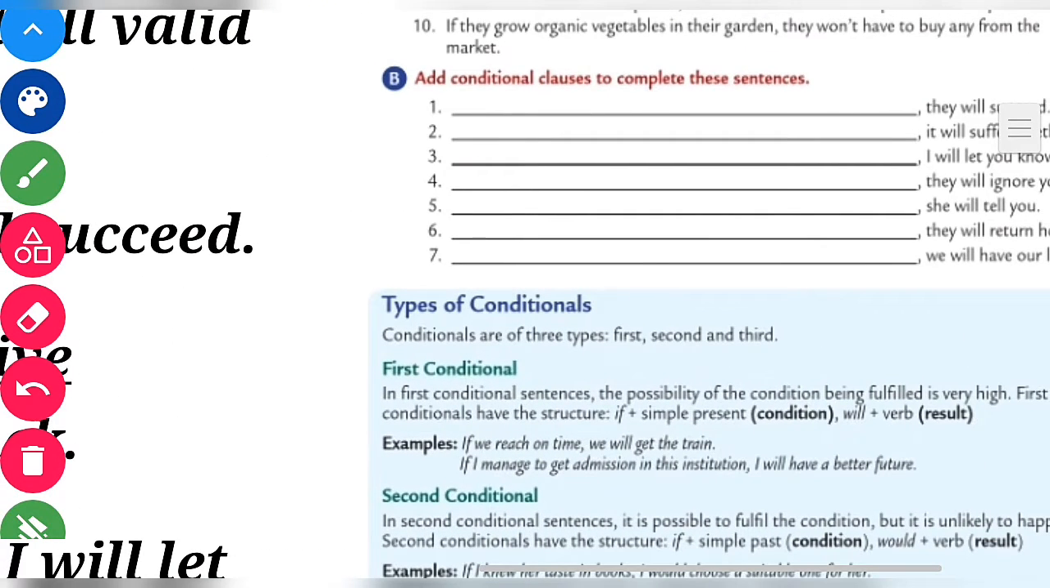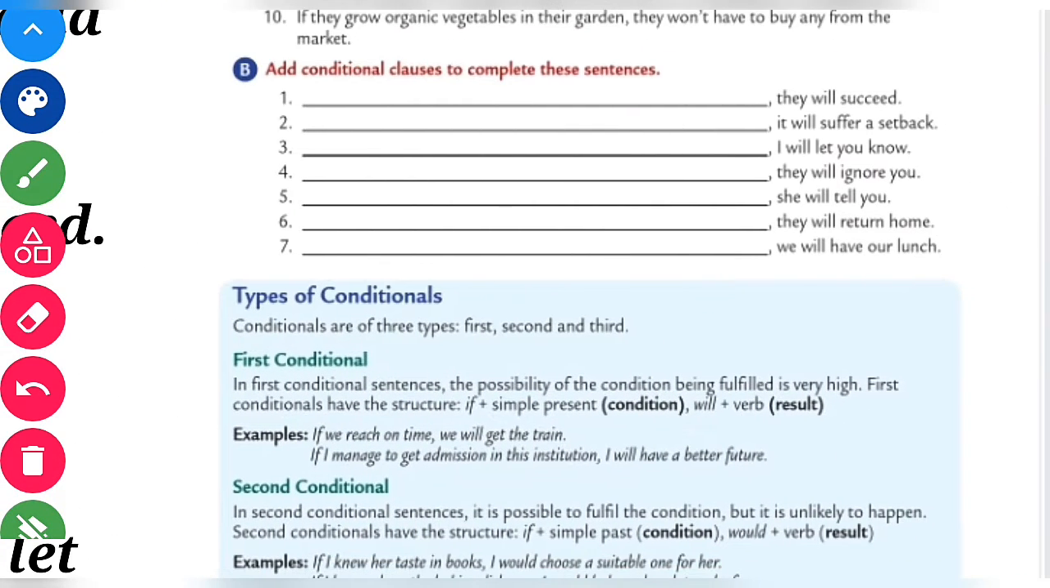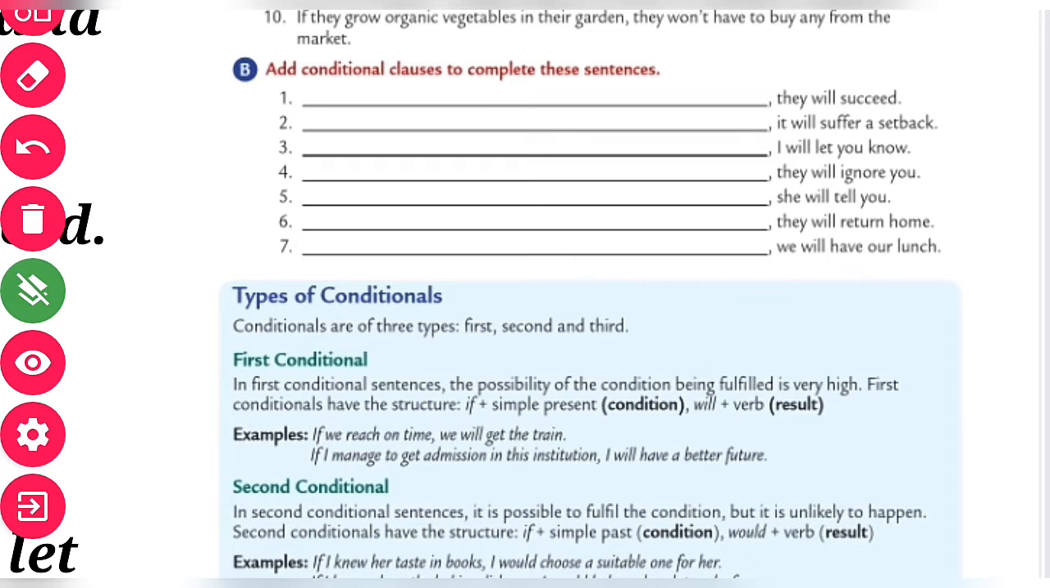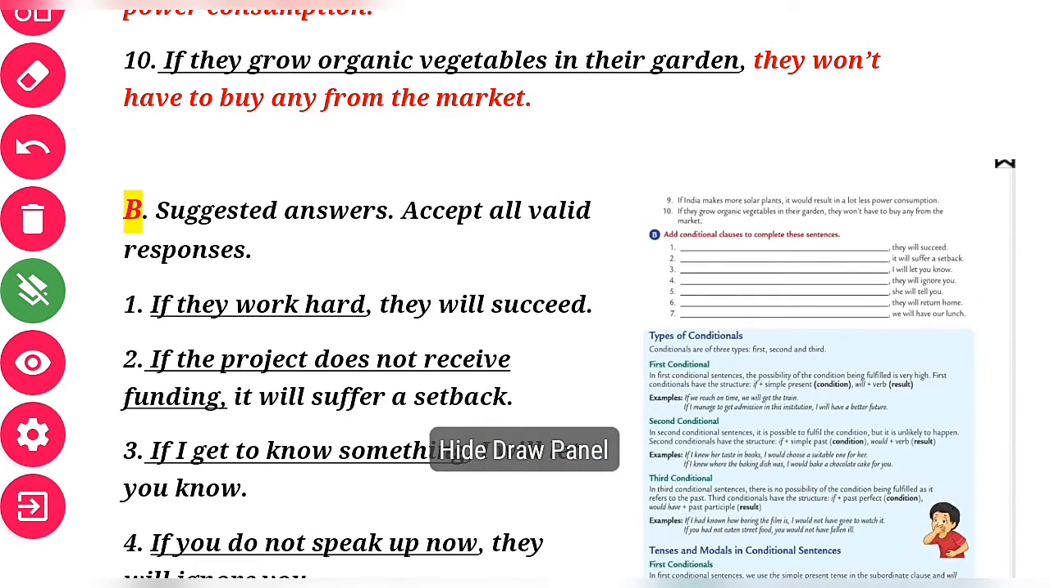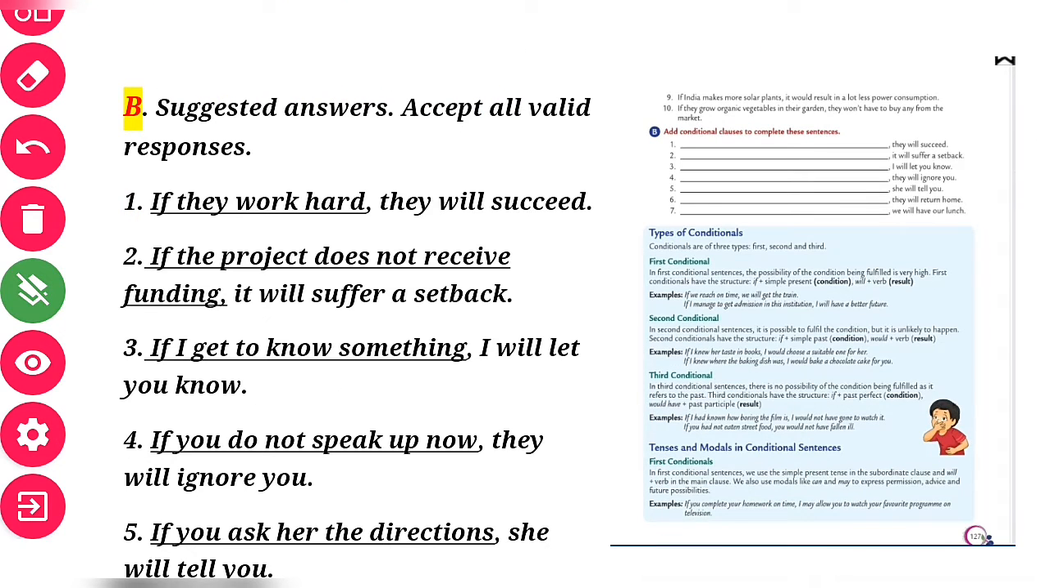Add conditional clauses to complete these sentences. So there are some words given, you can see that these are the outcome clause, or you can say the main clause. What you have to do here is add conditional clauses, so they will succeed. Here also the answers can vary. What I have given, you can check here: if they work hard, they will succeed.